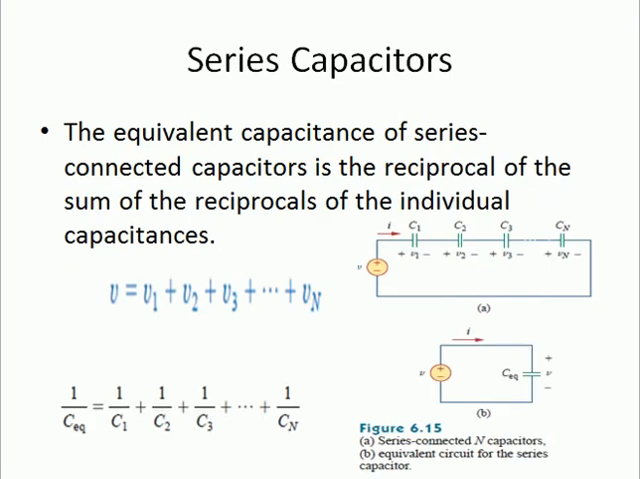Now, when we connect the capacitors in series, suppose there are capacitors C1, C2, C3 up to Cn, and all these capacitors are connected in series. In a series circuit, the current remains the same, but the applied voltage is divided between all the elements present in it. So this voltage is divided between V1, V2, V3, Vn. That's why we have written V is equal to V1 plus V2 plus V3 up to Vn.